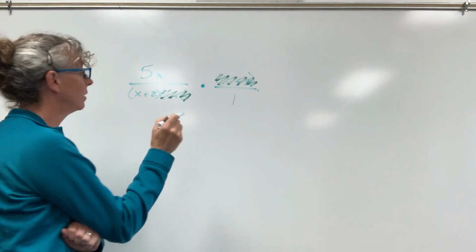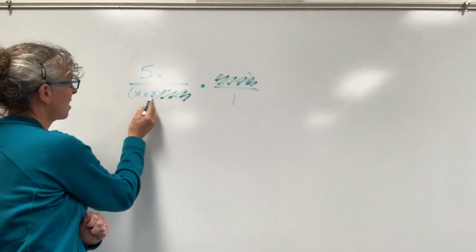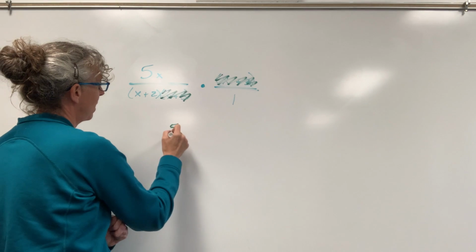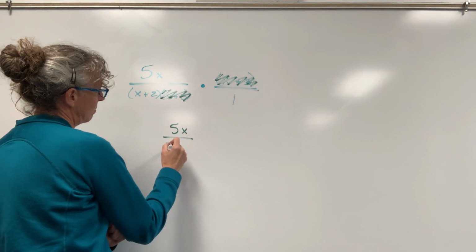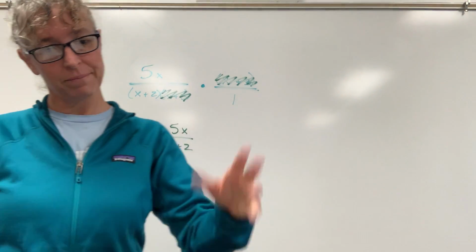Okay, trick question. I can go ahead and cancel these. Nope. This one is stuck with this 2 because it's an addition situation, so I cannot cancel those out. So on the top, I have a 5x, and on the bottom, I have x plus 2, and that's all I can do. I'm done.